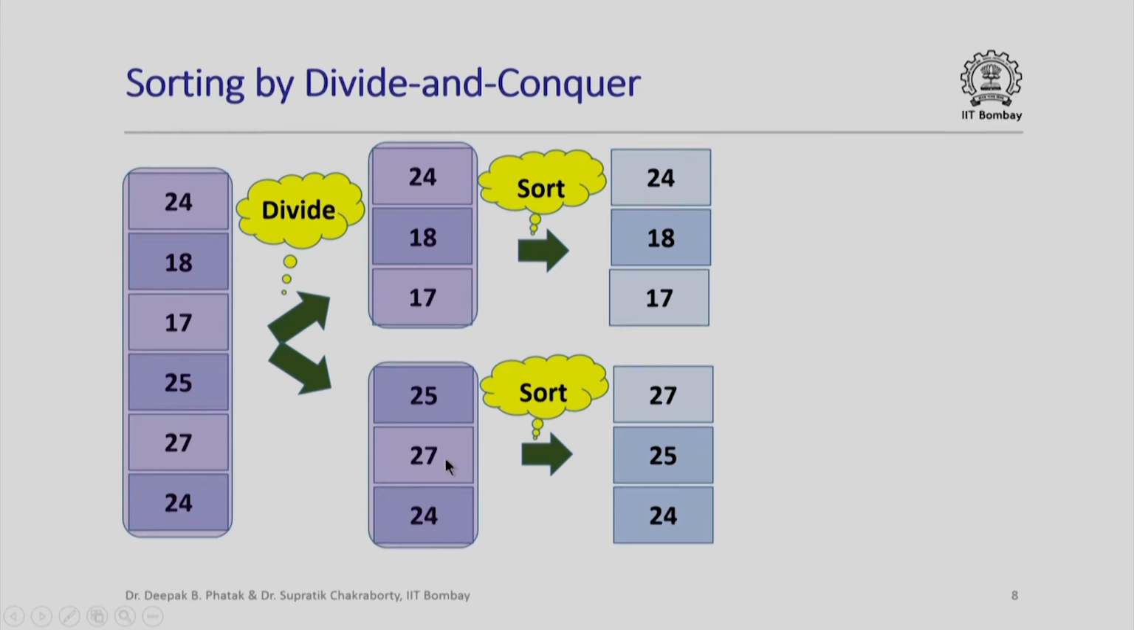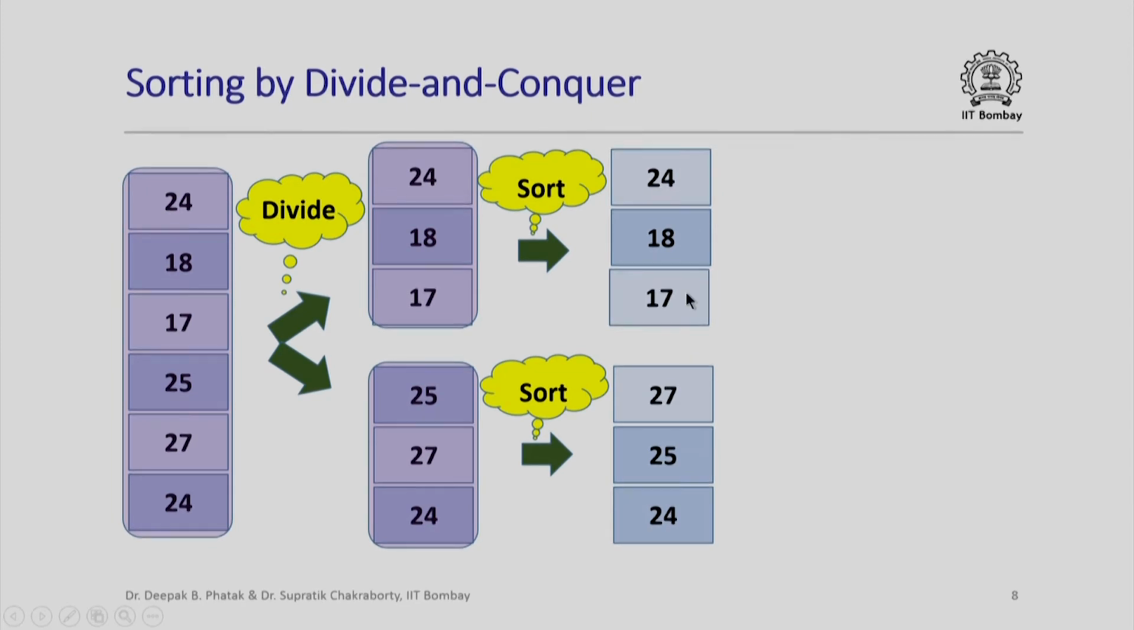and of course here you see that some changes have happened. 27 went to the top and 25 came down, and once I have these 2 sorted subarrays, notice that I just can't put one subarray by the side of another subarray and expect to get a sorted array of size 6.